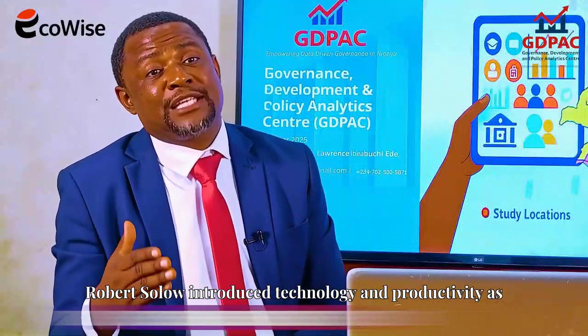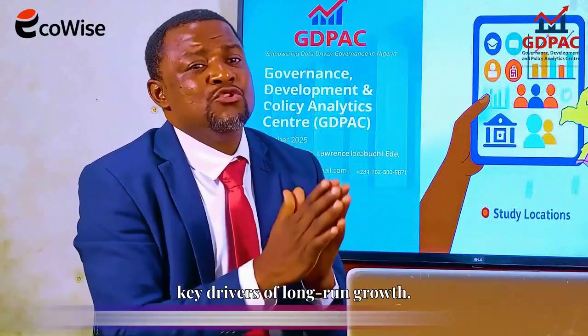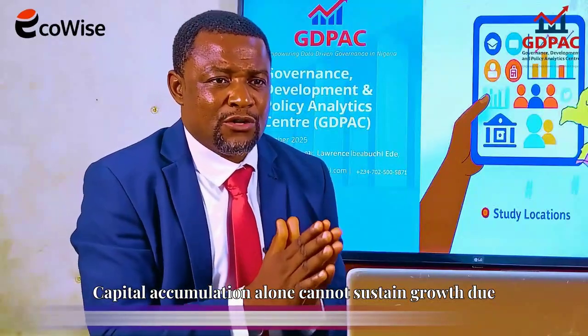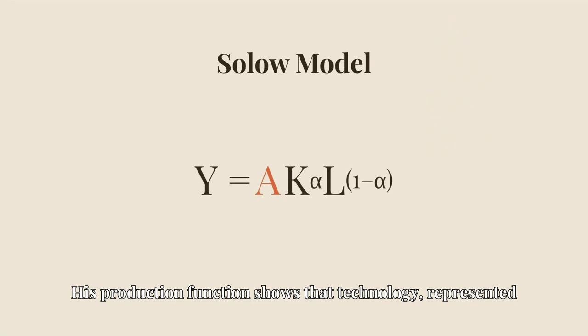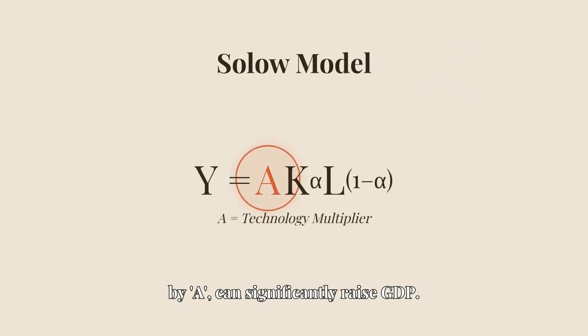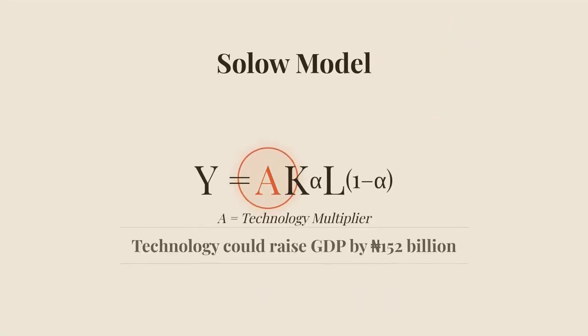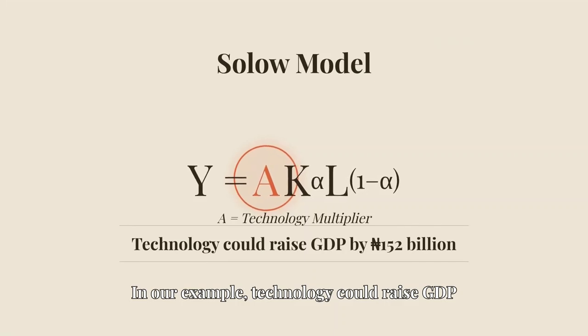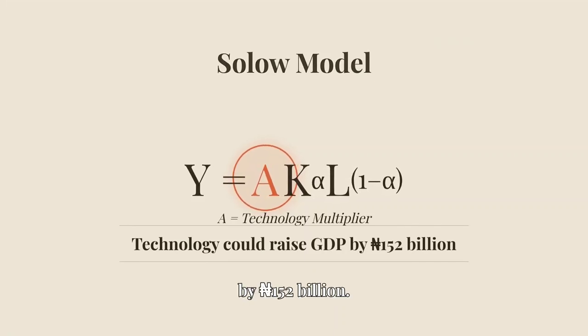Robert Solow introduced technology and productivity as key drivers of long-run growth. Capital accumulation alone cannot sustain growth due to diminishing returns. His production function shows that technology, represented by A, can significantly raise GDP. In our example, technology could raise GDP by $152 billion.